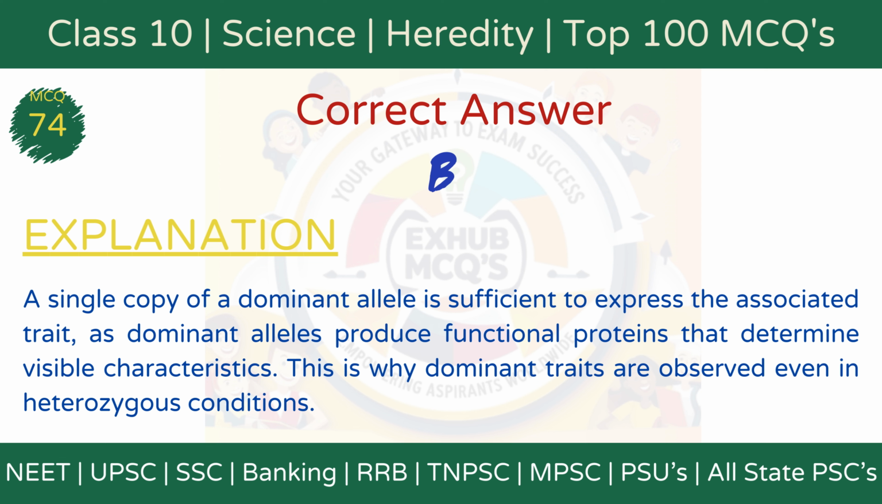Explanation. A single copy of a dominant allele is sufficient to express the associated trait, as dominant alleles produce functional proteins that determine visible characteristics. This is why dominant traits are observed even in heterozygous conditions.